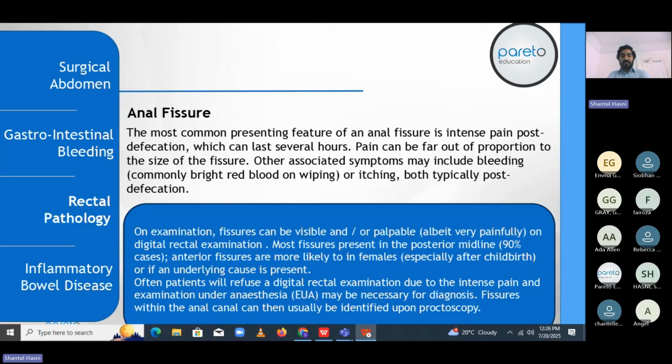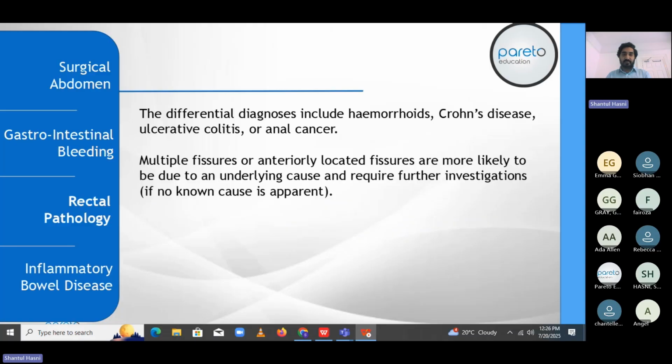And if the patient refuses digital rectal examination, just to confirm the diagnosis, you sometimes have to anesthetize the patient. That's called examination under anesthesia as well. So it can be very, very painful. Fissures in the anal canal can then be identified using proctoscopy, but only once the patient is anesthetized with general anesthesia, and then you can treat that at the same time as well.